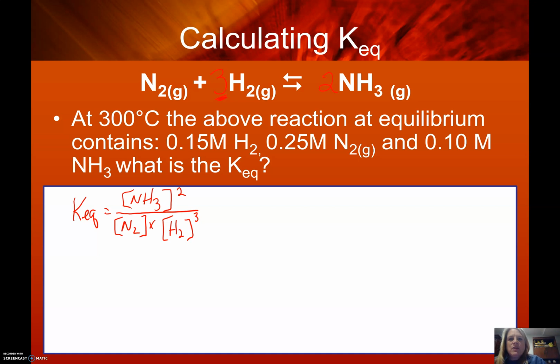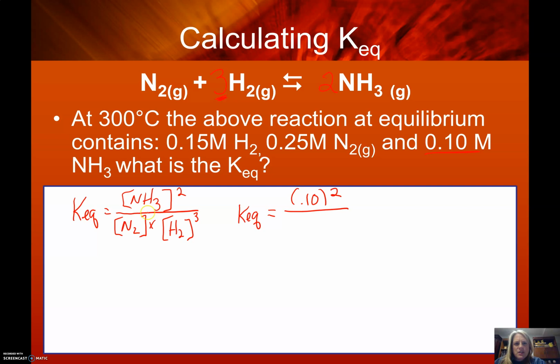All right, so we are trying to find the KEQ. So that is what I'm solving for. It's kind of like our X. For NH3, we go and we look and we see here our NH3 is this. So 0.1 squared. We're going to square that value.